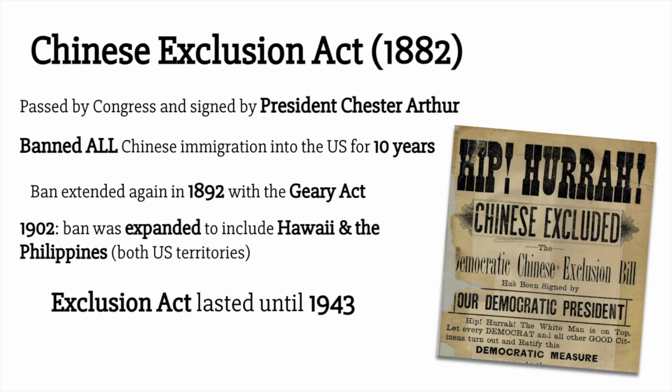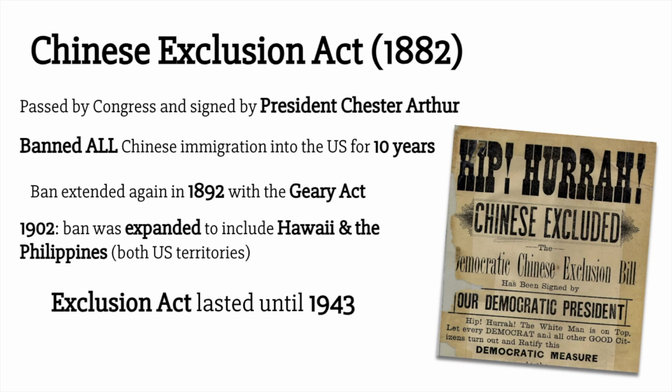for 10 years. In 1892, 10 years later, that ban was extended with the Geary Act. And then 10 years after that, the ban was expanded to include Hawaii and the Philippines. So any Chinese immigrant moving to Hawaii, then trying to come to the United States, or going to the Philippines, and then trying to come to the United States would also be excluded.